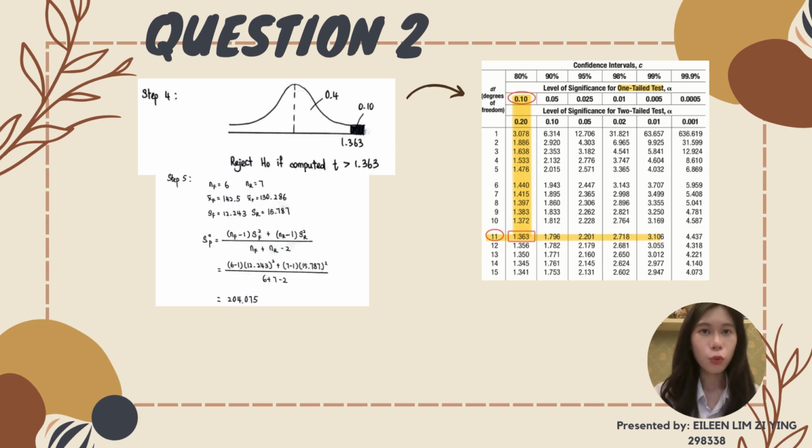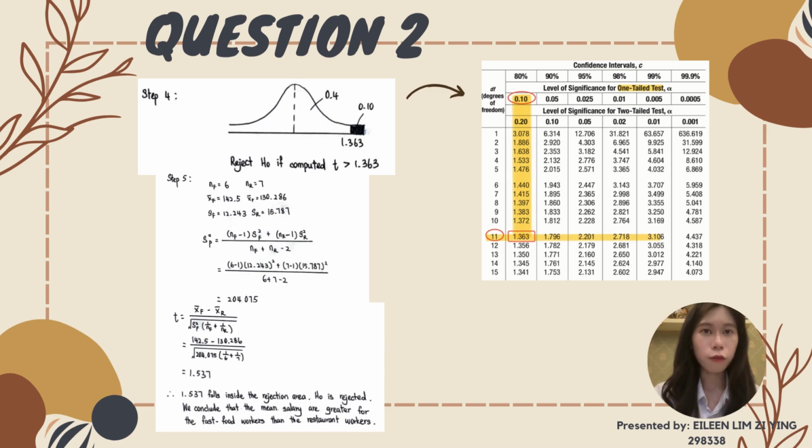After calculating, we will get the answer for the pooled sample standard deviation equal to 204.075. Next, we determine the value of t by using the t formula. So we substitute the numbers and we get the answer equal to 1.537. So the final answer is 1.537 falls inside the rejection area. H0 is rejected. We conclude that the mean salary is greater for the fast food workers than the restaurant workers.